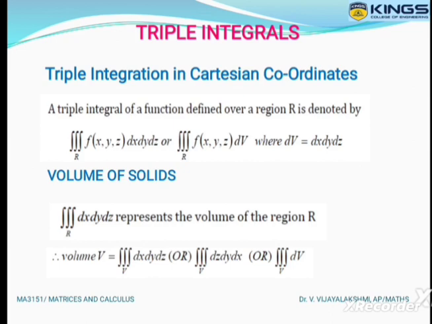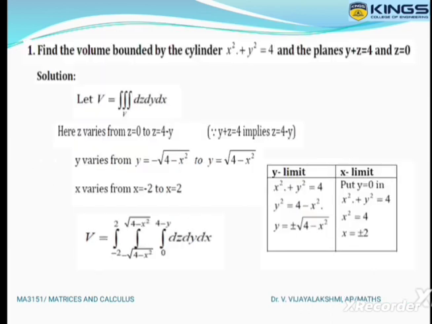So first we have to find the limits of these three variables. Of the three variables, one variable will have a constant limit, the second variable will be in terms of the first variable, and the third variable will be in terms of the first two variables. So the option is yours. You can take any variable to have a constant limit and the other two will be in terms of the first variables.